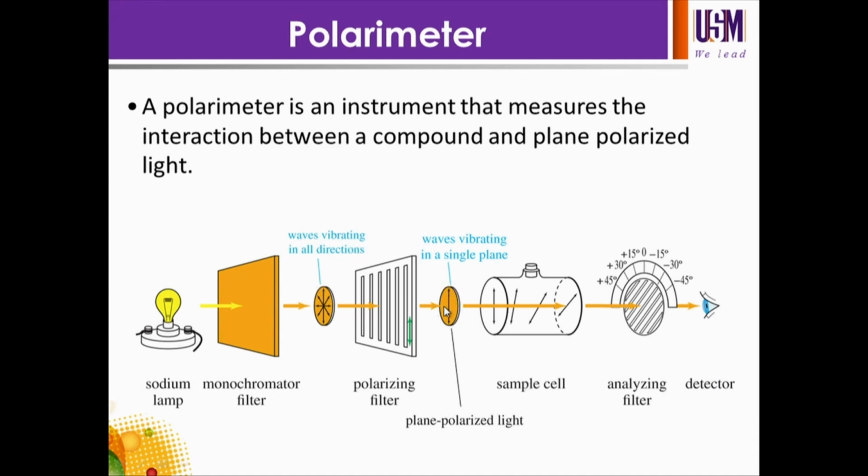And then this single wave of light will pass through a sample cell. This is where we put our sample, an enantiomer or whatever. After that, we will have the analyzing filter and also the detector. From here, we will know whether there are changes in the observed degree of deviation from the single plane, from the plane polarized light.